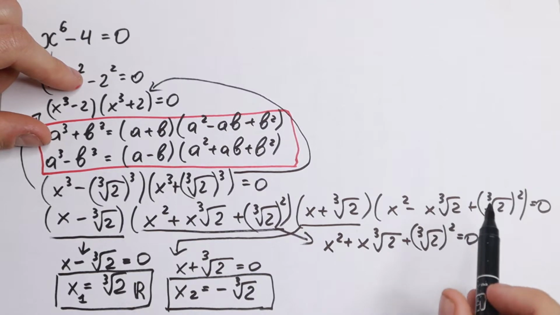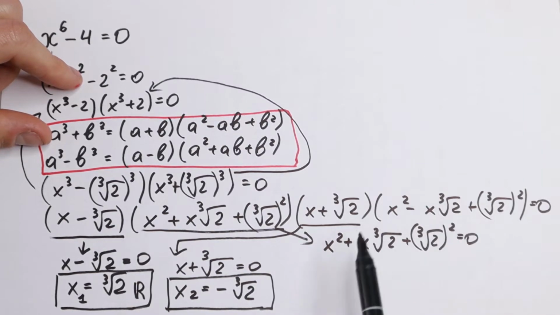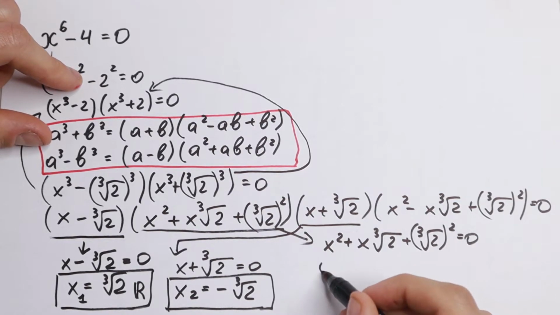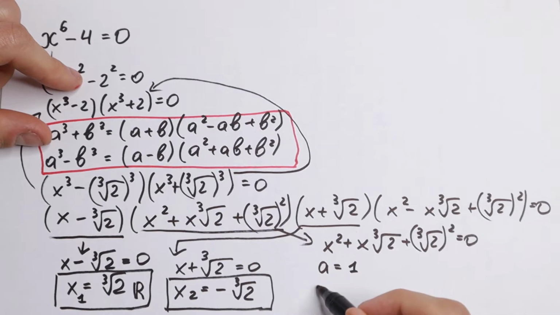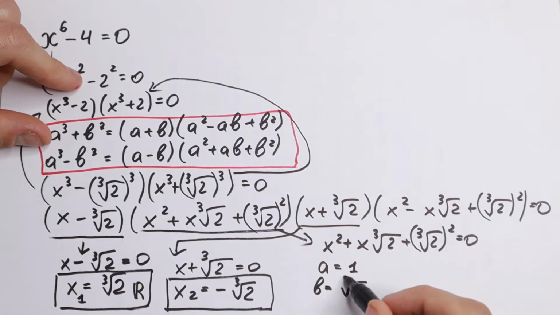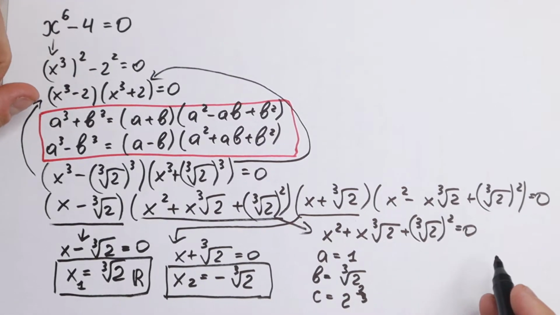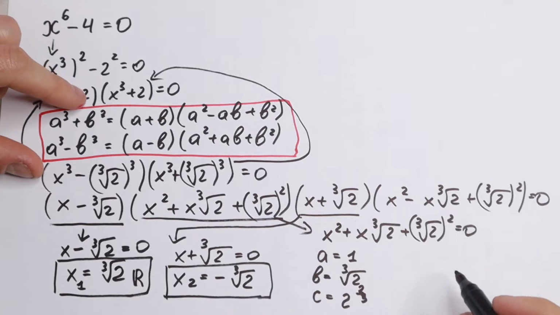It's not hard to see that this is a quadratic equation, because right here we have x square, and right here we have this is our a, and this is our b to the second power. This is our b square. So let's write our a, b, and c. So a equals 1, b equals cube root of 2, and c equals 2 to the power 2/3. And let's solve it using our formula.